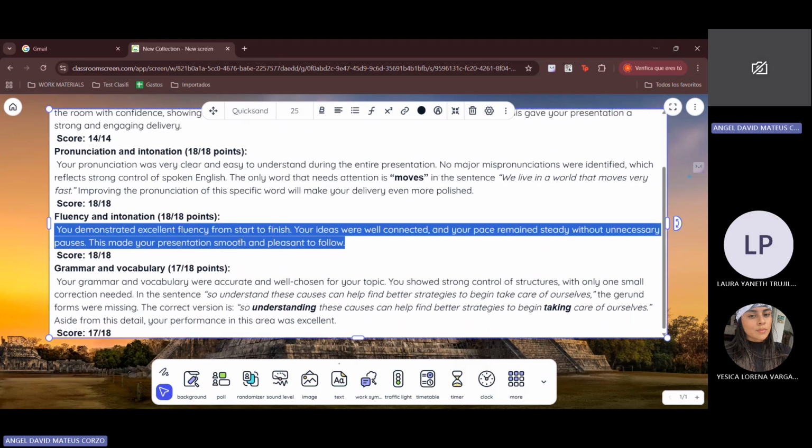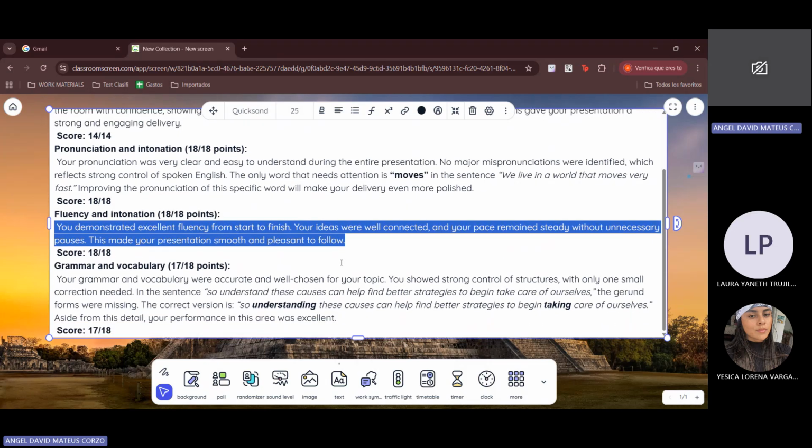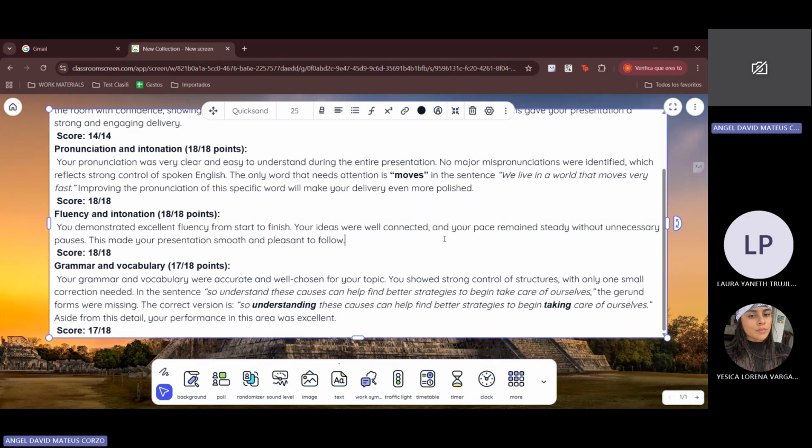Now, as for the fluency, you demonstrated excellent fluency from the beginning to the end. Your ideas were very connected, and even though at the final question you felt like you were not able to organize the ideas, you did good in general. Your pace remained steady without unnecessary pauses. This made your presentation smooth and pleasant to follow.